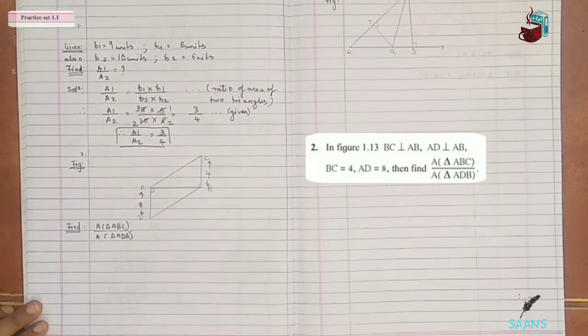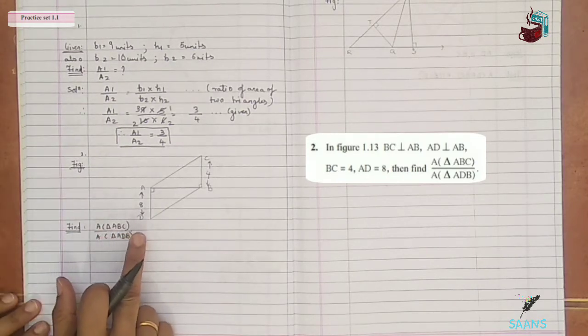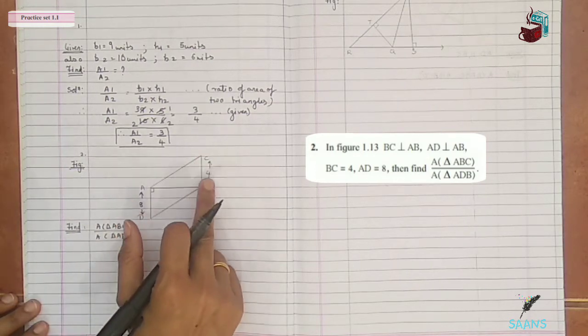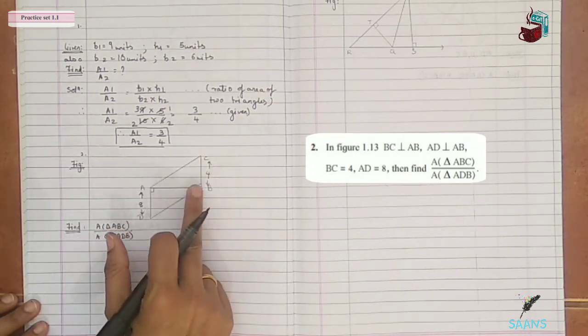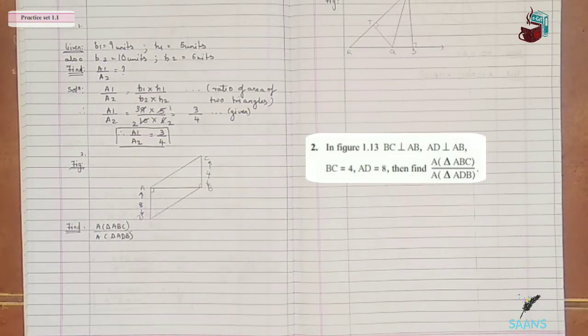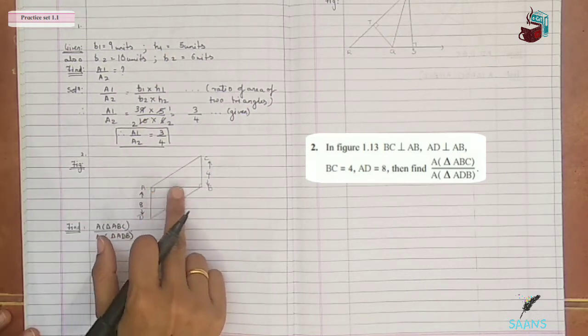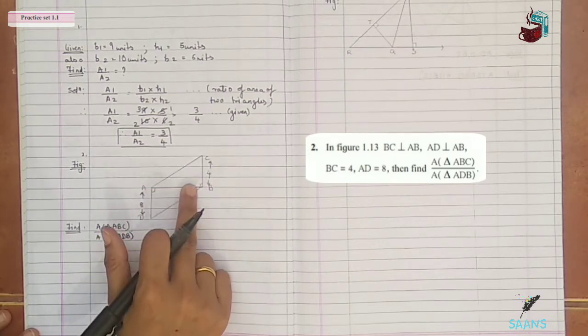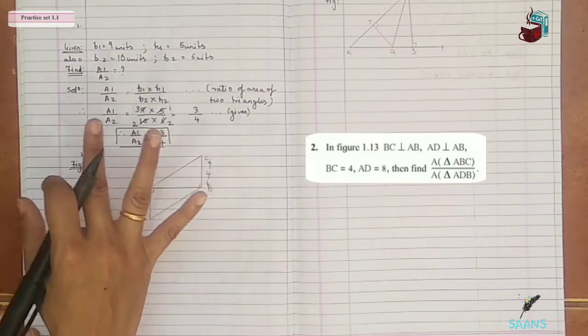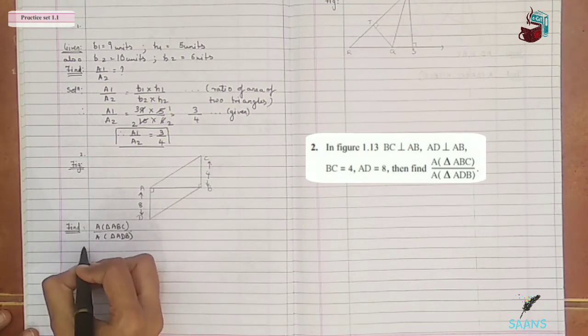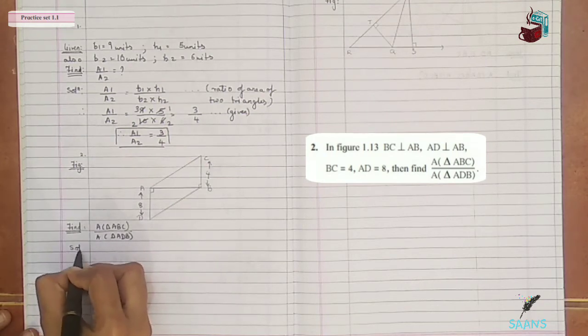Now they are saying find the area of triangle ABC upon area of triangle ABD. Such a figure, very easy to understand. What is equal over here? Can anybody tell me what is equal over here? Okay, correct. Equal base AB. It's very clearly seen over here, so no problem as such. So, solution.